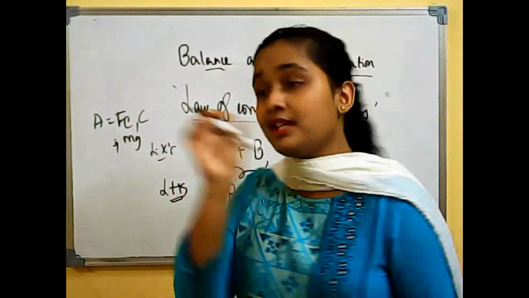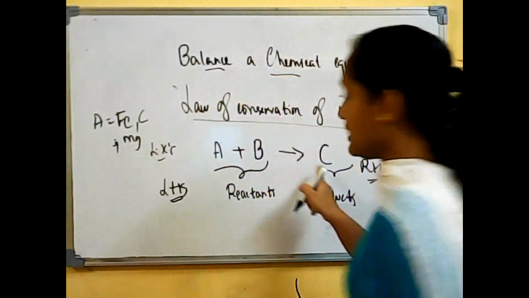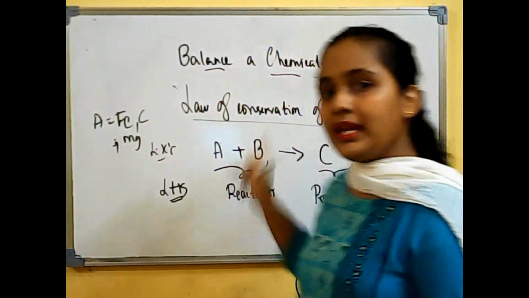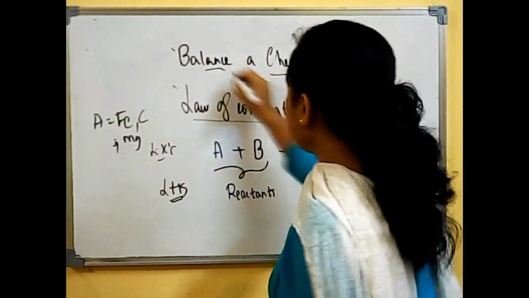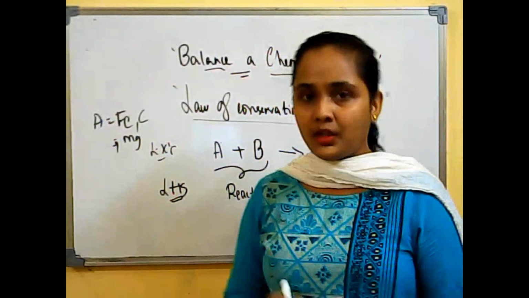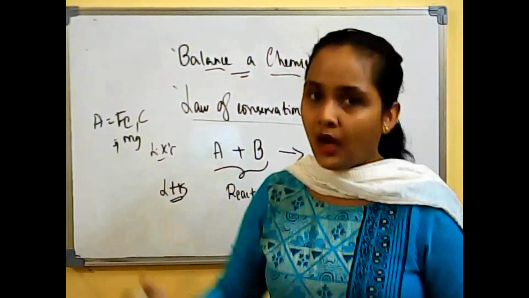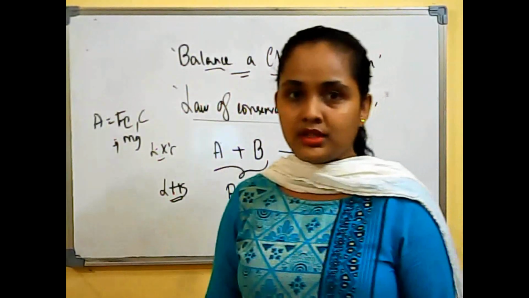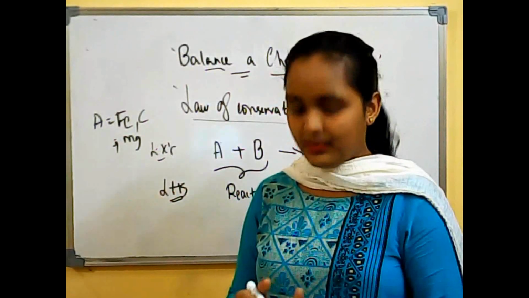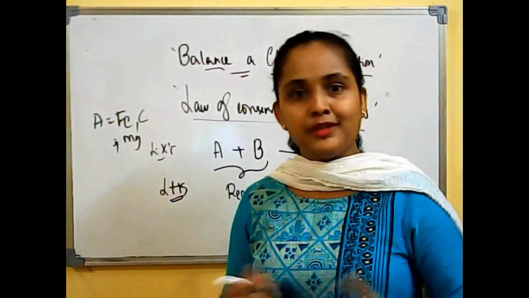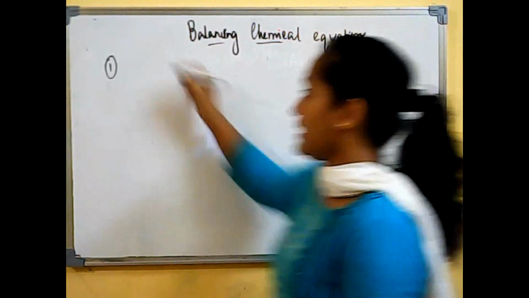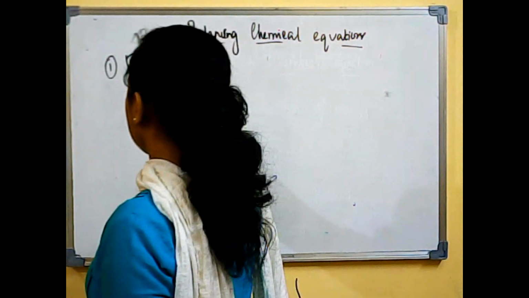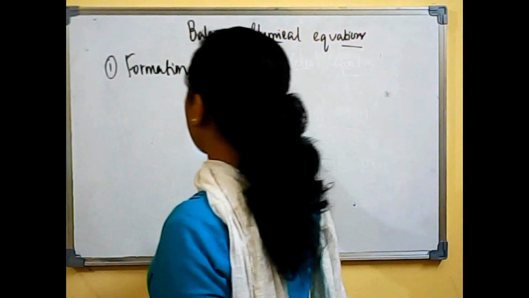Now suppose the mass is decreasing in the product, we balance it and this is called balancing the chemical equation. Now let us see how we can balance a chemical equation through a set of examples. So let me explain you through the first example. I will take the first example as formation of water.